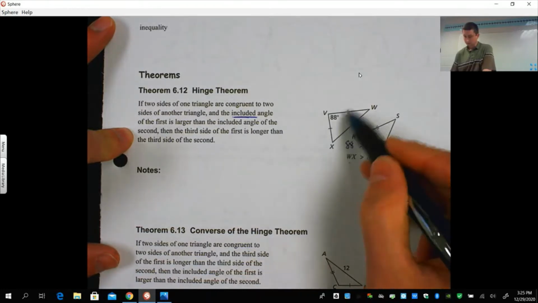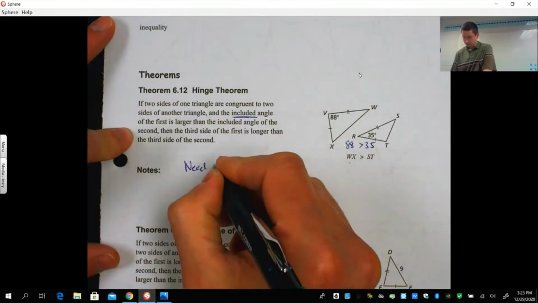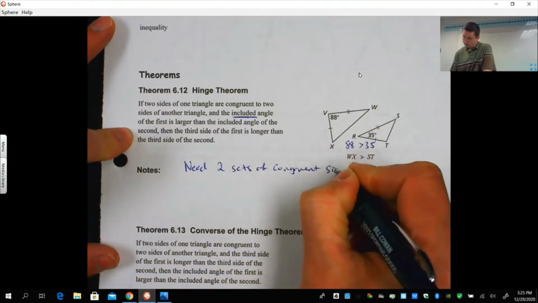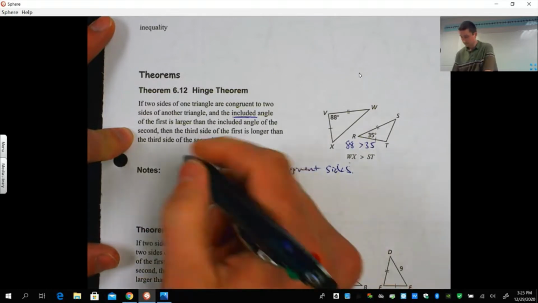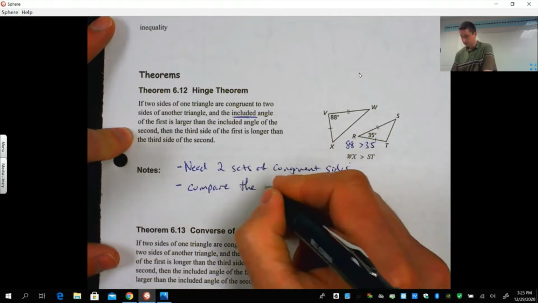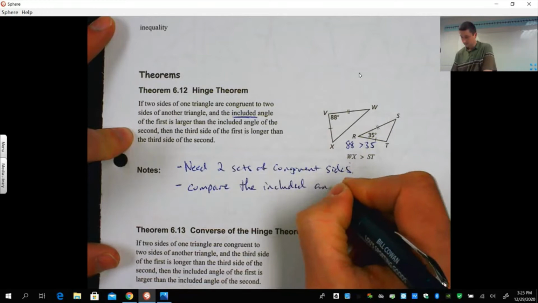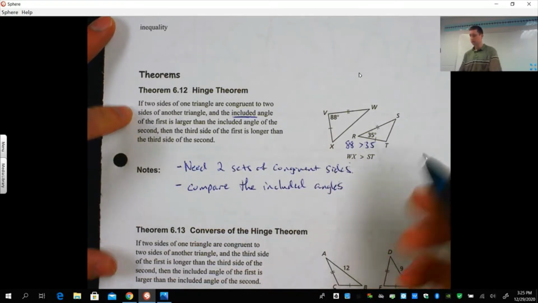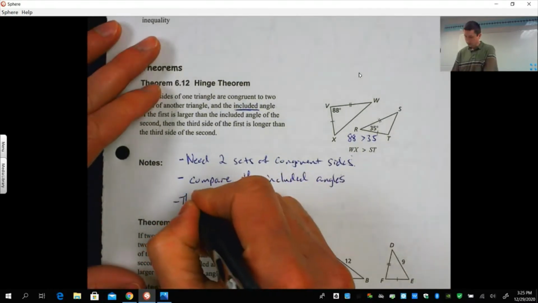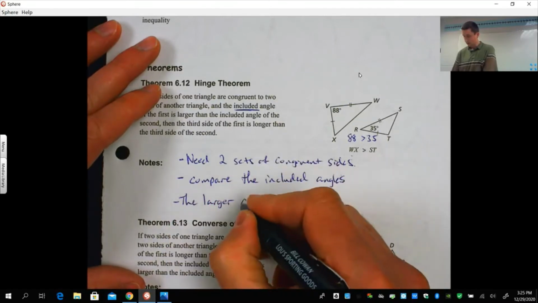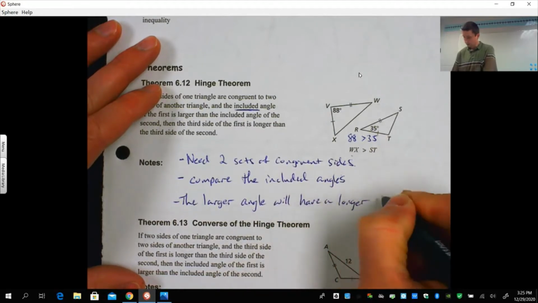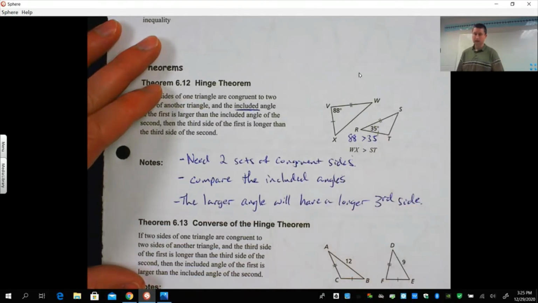So we have two sets of congruent sides. So we need two sets of congruent sides. We have to compare the included angle. So compare the included angles. One's going to be larger than the other. If not, you have congruent triangles. The larger angle will have a longer third side. The larger angle will have a longer third side.